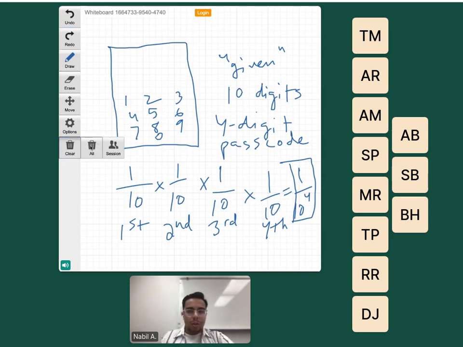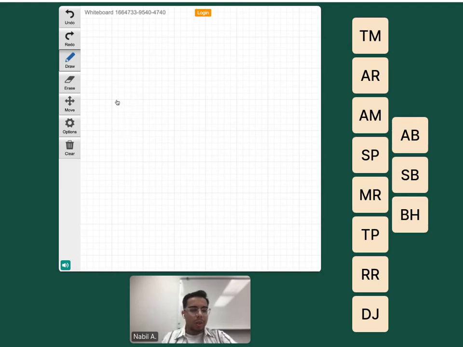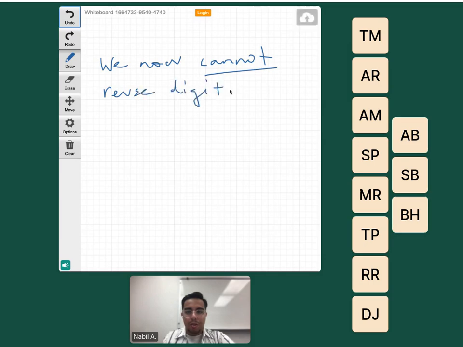So I'll quickly move on over to this second example here with the probability. Now, let's just say we have that same phone example, but we now cannot reuse digits, and it's a four-digit passcode again. So how can we determine the probability of that? I'll wait a couple seconds just to see your guys' thought process here.